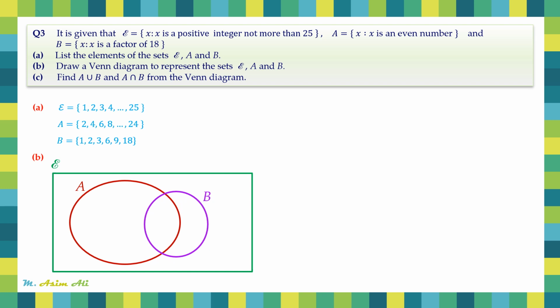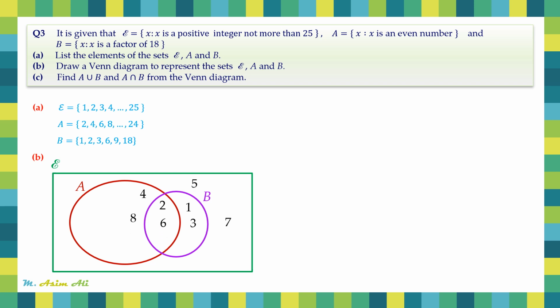Okay, first of all, see 1. 1 is in the universal set and set B. So it will not come in A, but it will come in B. So it will come here. Next element is 2. 2 is an even number. It will come in A, and also it is a factor of 18. It will come in B, and it is already in the universal set, so it will come in the common part. Similarly, we will write all the elements one by one.